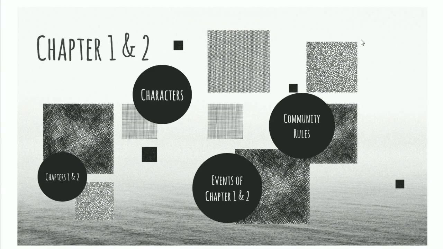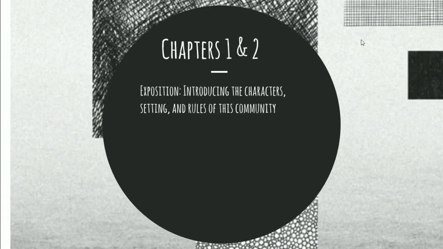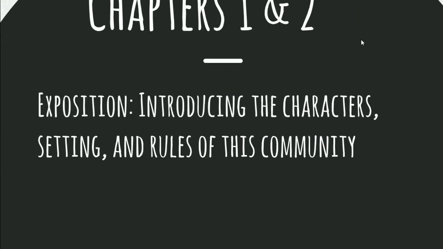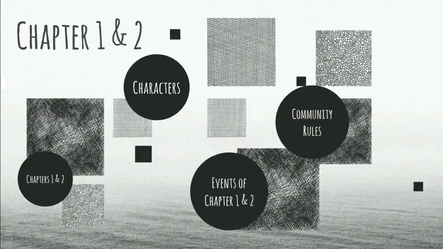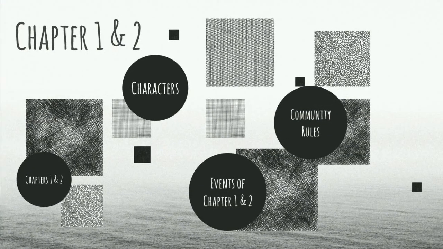The first chapters of The Giver are the novel's exposition. Exposition means introducing the characters of the book. Chapter 1 also introduces the book's setting and starts introducing the rules of the community. As you read the chapter, ask yourself 2 questions. Who seems like an important character? And what is life like in this community? You will quickly see that life seems quite different in the community of this book.